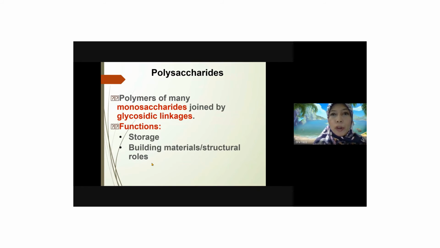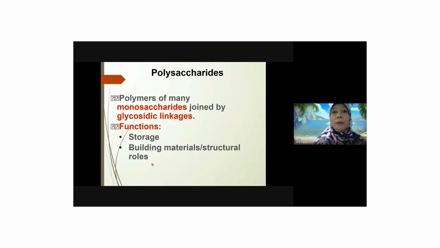Now we move on to structural roles. What are the two examples of the polysaccharides with structural roles? First, others, please contribute as well. So what are the two? Cellulose. Second one? Chitin. So what is the monomer for both? Beta glucose. Very good.